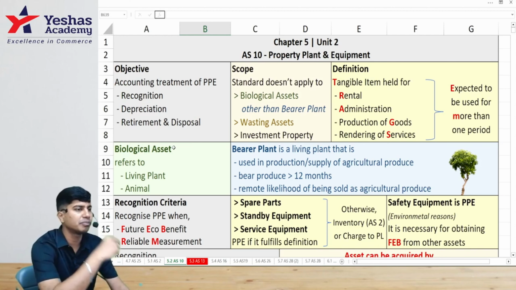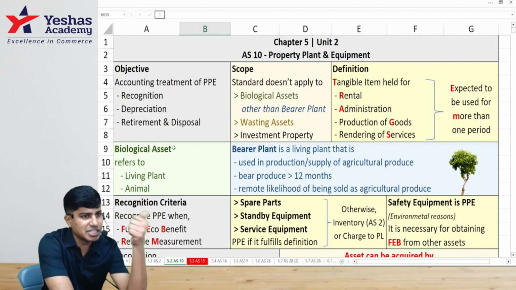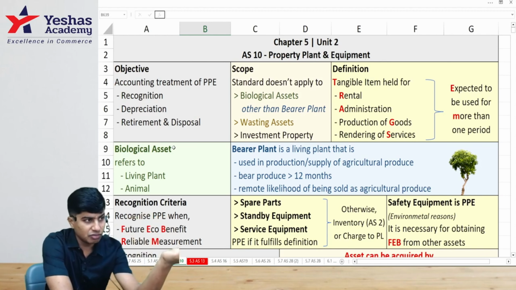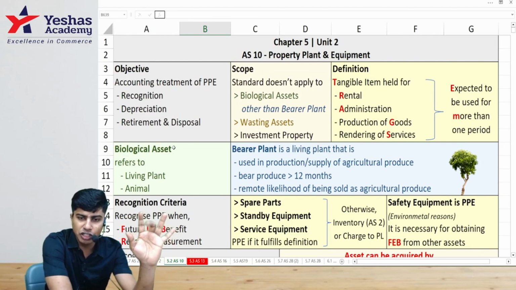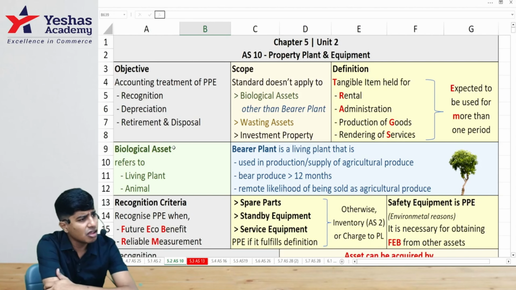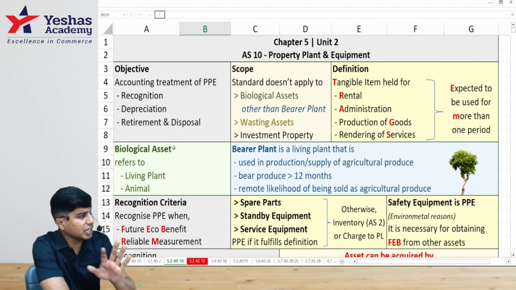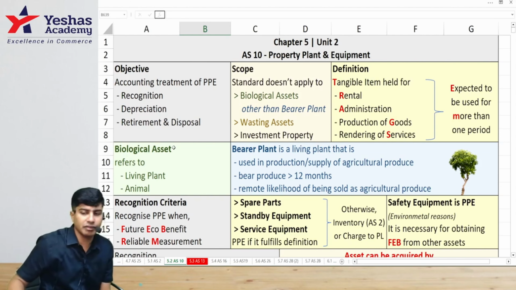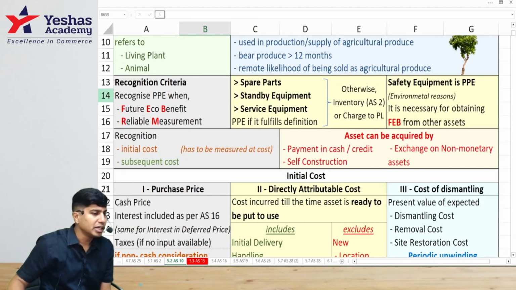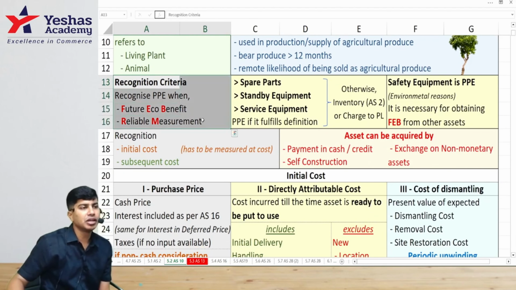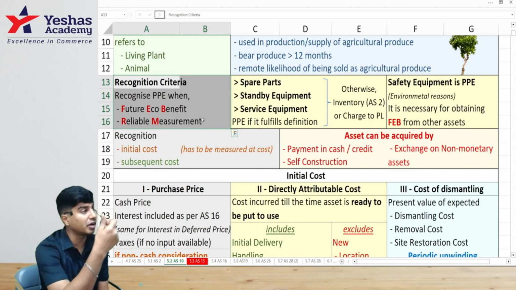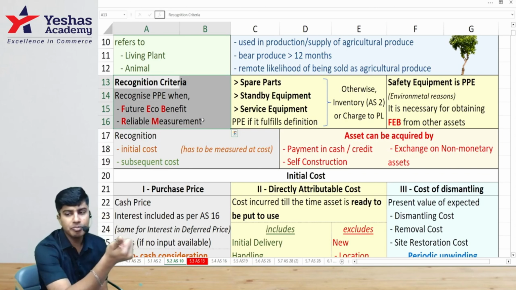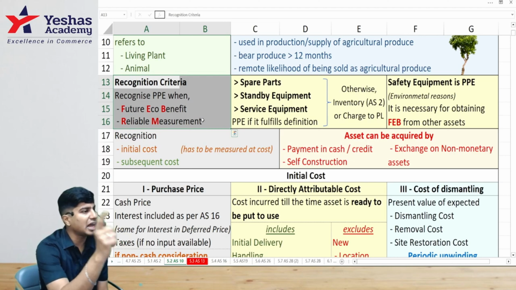What is the definition of property, plant, and equipment? It is a tangible item which is held for rental purposes, administration purposes, production of goods, or rendering of services, with an expected future economic benefit of longer than a year. If that is fulfilled, it is PPE based on the definition. But to record it in our accounts as PPE, it has to fulfill the recognition criteria. There are 2 points in the recognition criteria. Number 1, FEB, future economic benefit. Number 2, RM, reliable measurement.